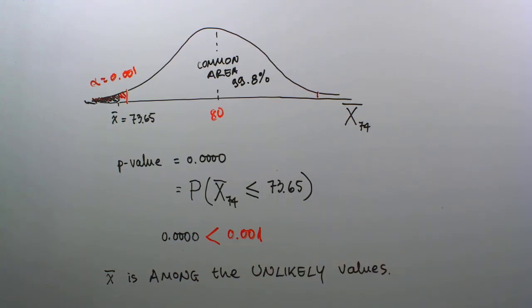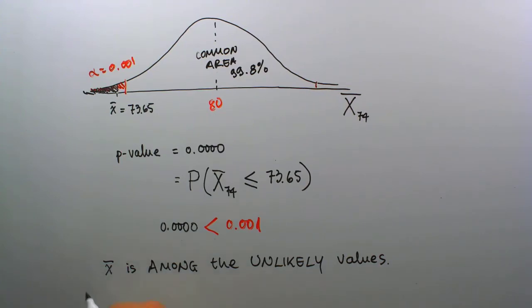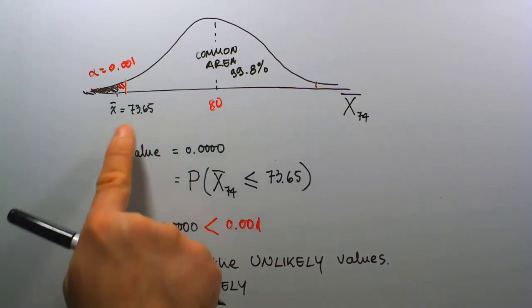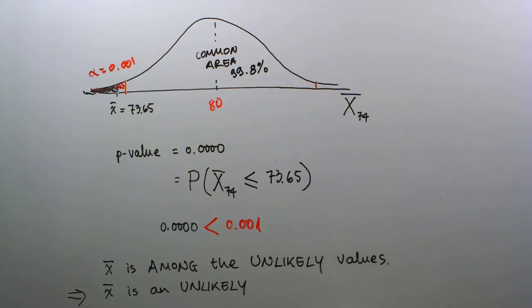And then that leads to a stronger statement: our x bar, our sample mean itself, is an unlikely value itself, because it is among the unlikely values. And so we can further say that the sample value we've had, 73.65, is an unlikely value itself.